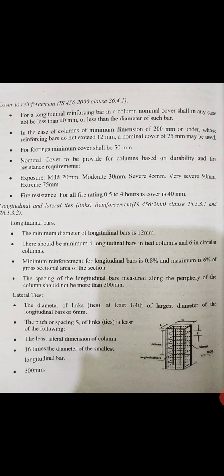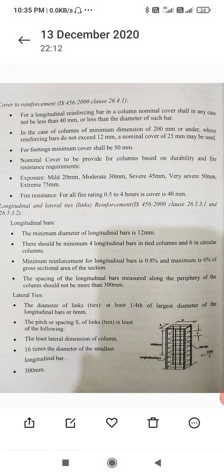Lateral ties: the diameter of links or ties should be at least 1/4 of the largest diameter of the longitudinal bars, or 6 mm. The pitch or spacing of the links or ties is the least of the following. One is the least lateral dimension of the column; another is 16 times the diameter of the smallest longitudinal bar; and the third is 300 mm. Out of these three, we have to take the least as the lateral ties spacing.